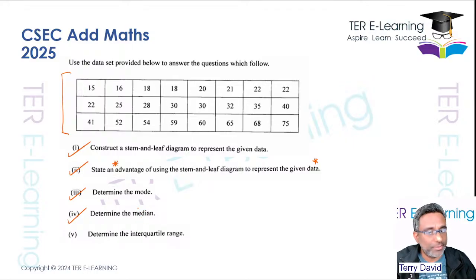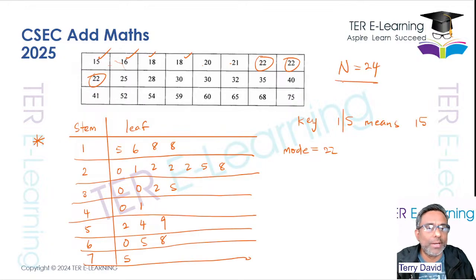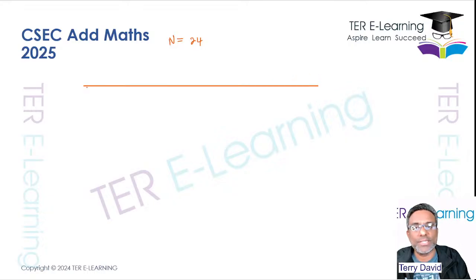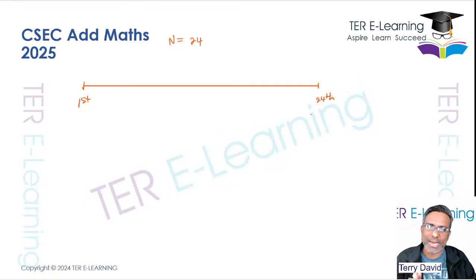So determine the median. Like I said, the first thing we do, we check how many data points we have. We have a total of 24, so n is 24. Usually I will draw a diagram like this, and I do the same thing for normal CSEC maths as well. So I have 1, that's your first data point, and then you have your 24th data point. The next thing I ask myself is, is that number odd or even? That number here is an even number.